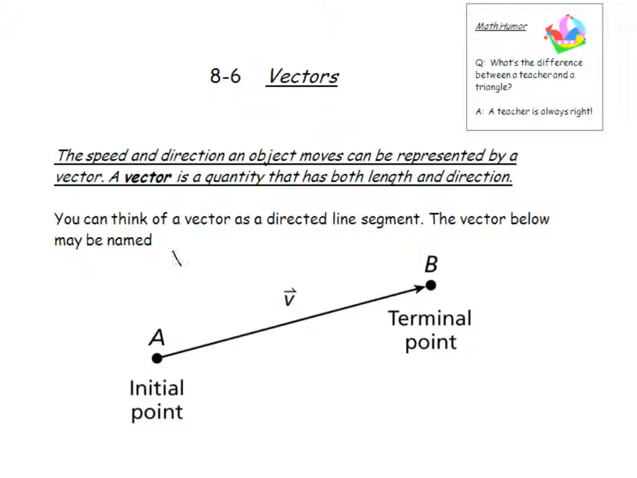So you could name it vector v, and I want you to notice the symbol for a vector is kind of like an arrow, but we don't have the other side. Now you could also name it with your initial point going to your terminal point. So we could have named this vector AB.